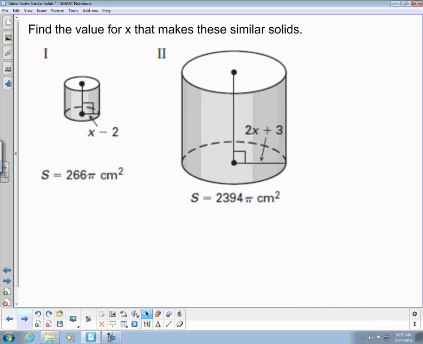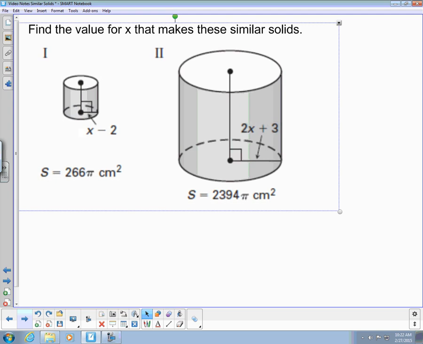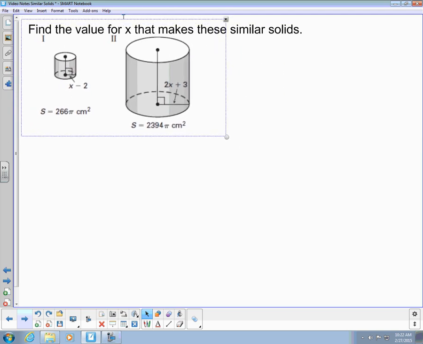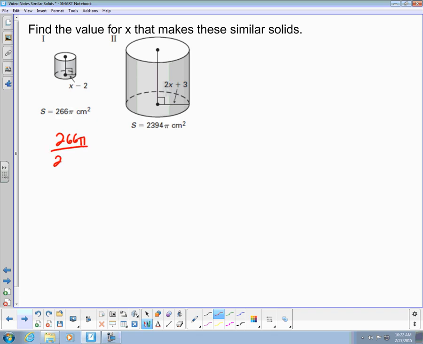Good question here. You're going to want to do this one. This is like the challenge practice I've had on many worksheets before, and I always put these on the test, so be ready for these. They give us surface area, so that's 266 pi to 2,394 pi. The first thing we have to do is simplify, and when we simplify that, we get 1 over 9.